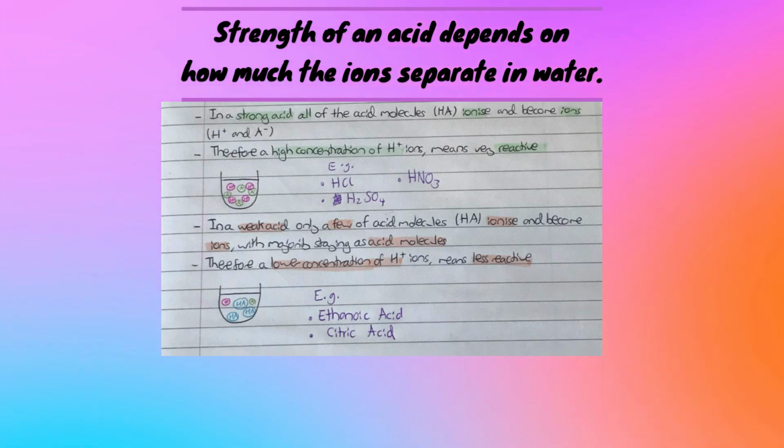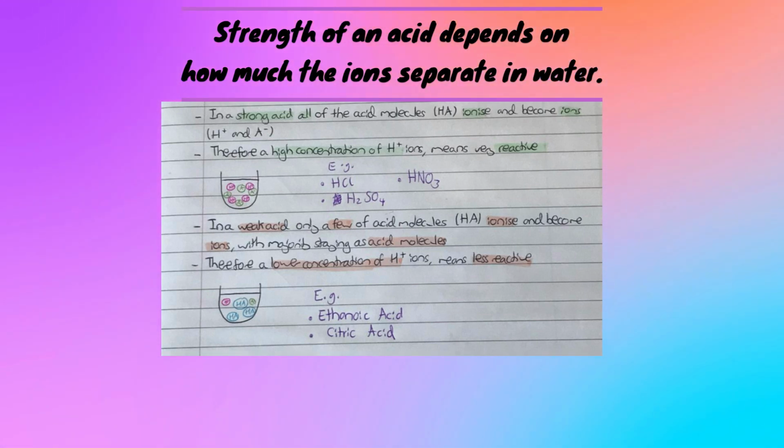In a strong acid, all of the acid molecules ionize and become ions. Therefore, a high concentration of H+ ions means that this is a very reactive acid, and examples include hydrochloric acid, sulfuric acid, and nitric acid.